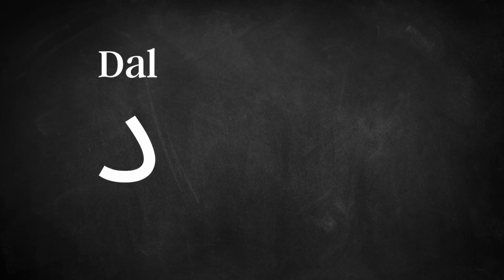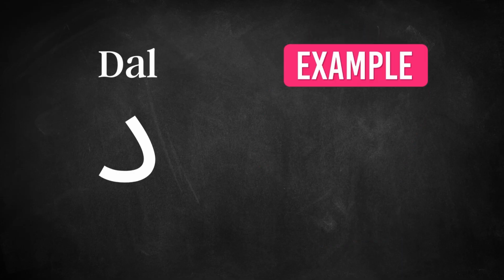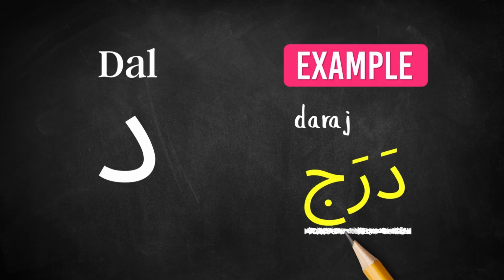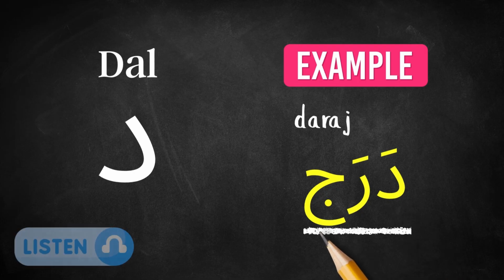First, let's look at the letter Dal. It's a light and soft sound made at the front of the mouth. Example, the word daraj, which means stairs, begins with Dal. Listen. Da, daraj. Da, daraj.